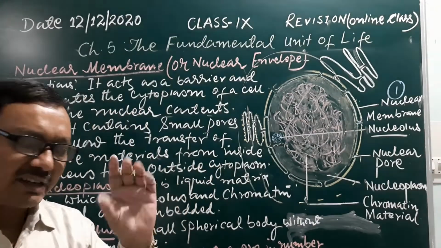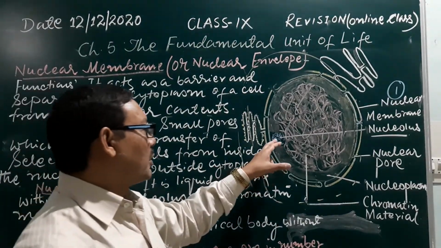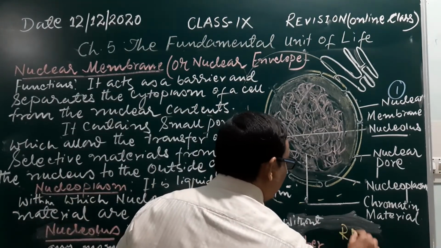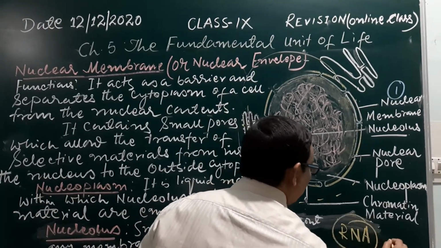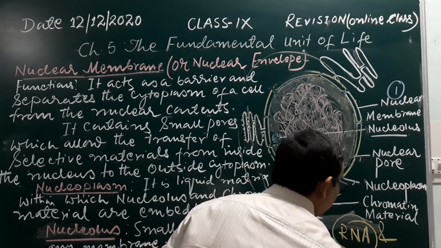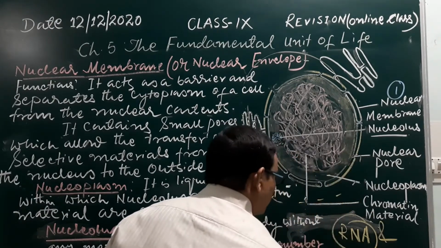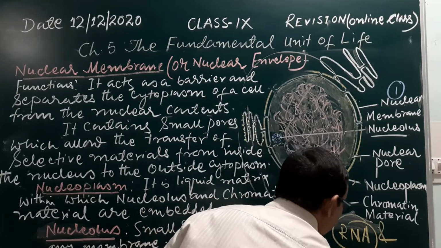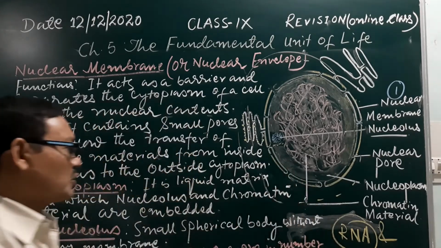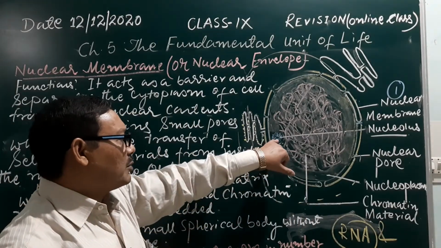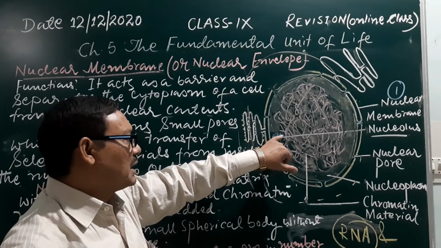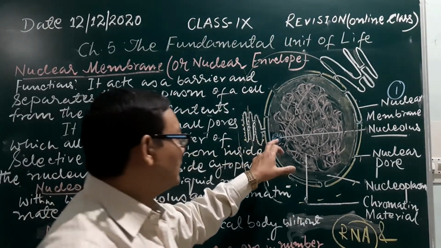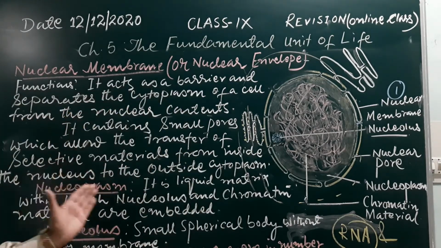The important function: it contains protein and ribonucleic acid, RNA, and it is helpful in the process of ribosome synthesis, and that is why it is also known as the ribosome synthesis factory. Understand? This nucleolus, I am talking about this nucleolus.